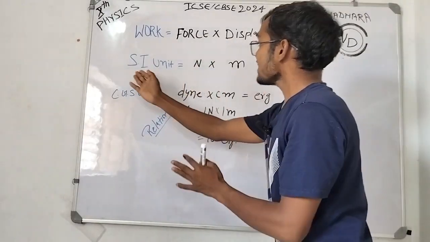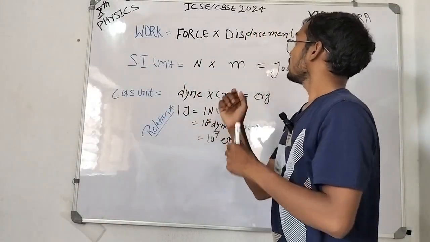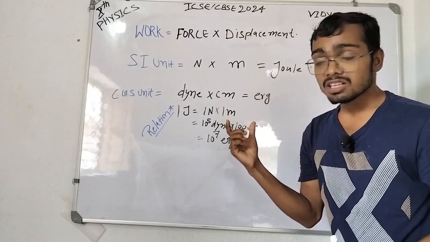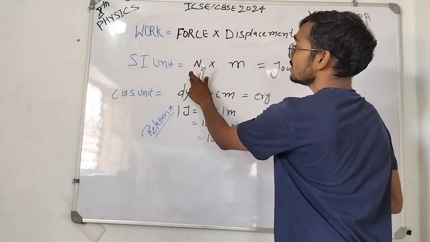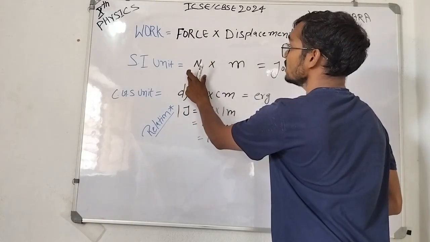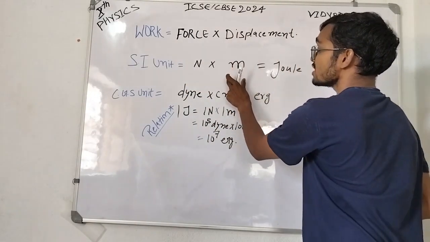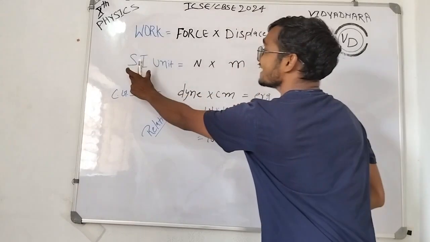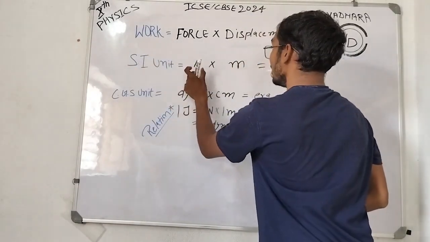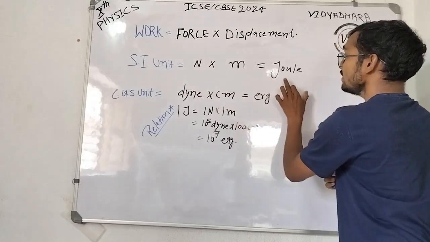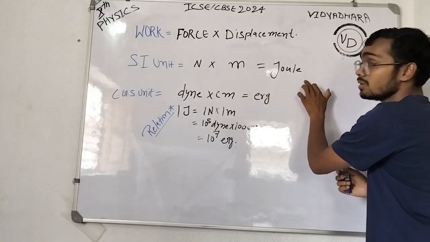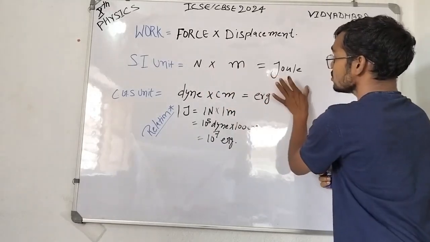What is the SI unit of work? Force unit is Newton, displacement unit is meter. So, the SI unit of work is Newton meter. Newton meter is also called Joule. It is also known as Joule.